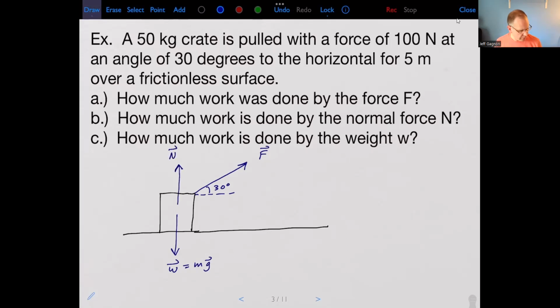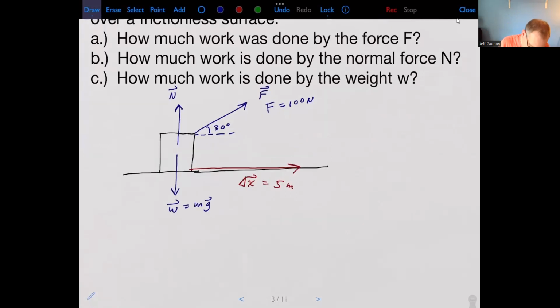And there's no friction, right? It's a frictionless surface in this case. And we also know that this crate is going to undergo a displacement to the right of 5 meters. So delta x here is going to be 5 meters. And we know that the force, I guess, is 100, right? The magnitude of F, I'll just write as F, is 100 newtons. And that's it, right? Okay. So we want to calculate how much work is done by that force F. So let's start with that.